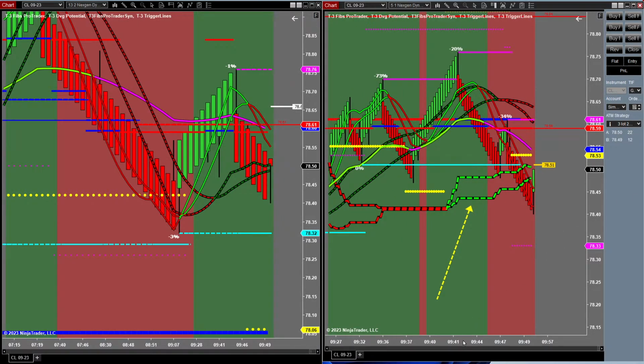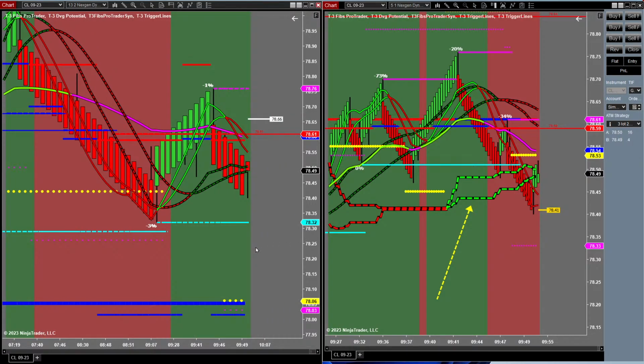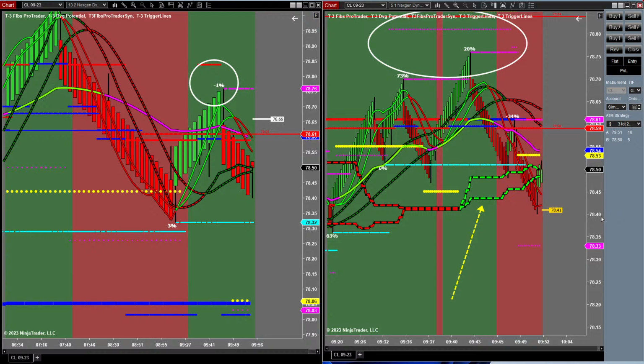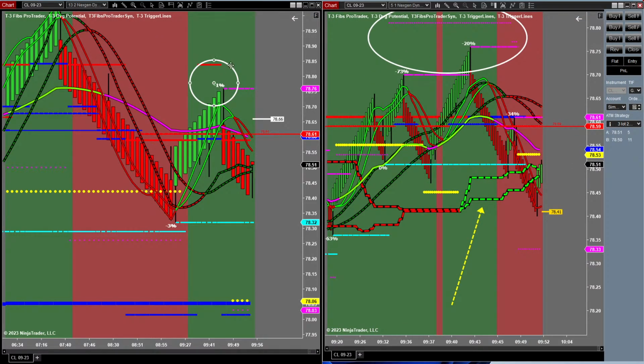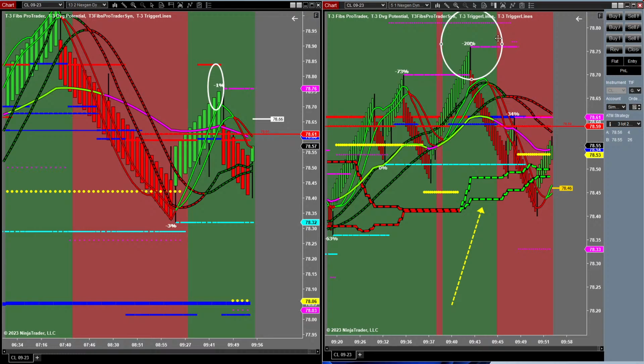So again, look, let me ask you a question. What happened up here? And again, this is where you start to work on your chart reading quite a bit. So not only did we have divergence on our large chart, we also had a pivot stop out, double divergence on our small chart.